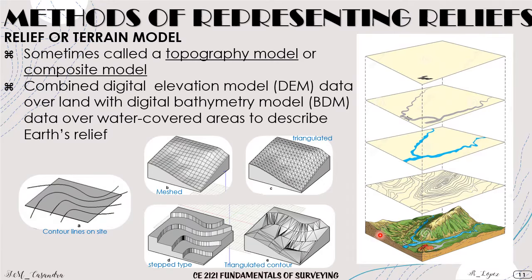reliefs. So you have different types of terrain models. Based from the contour lines on site, gather data on the site, you can form a 3D model with a mesh, or this is a grid pattern, or you have here a triangulated terrain model or a step type model, and we have here a combination of a triangulated contour. This type of representation of reliefs are more software based.